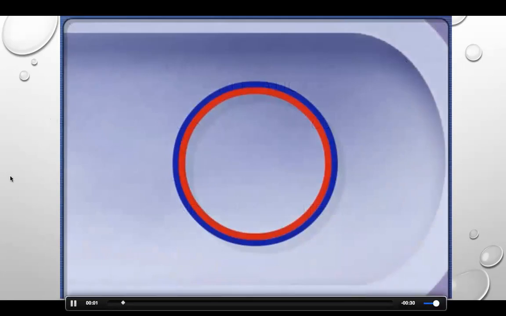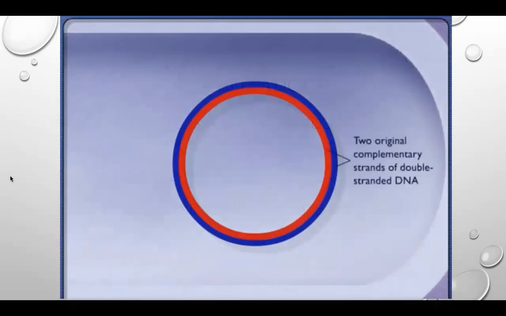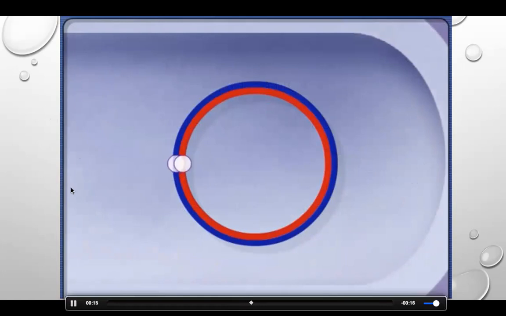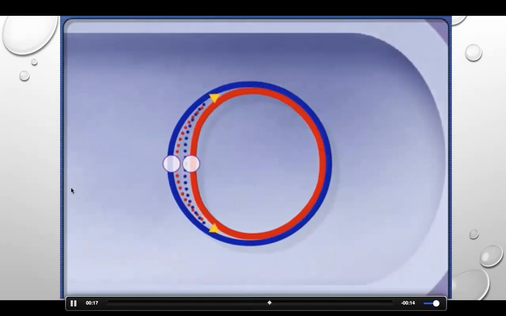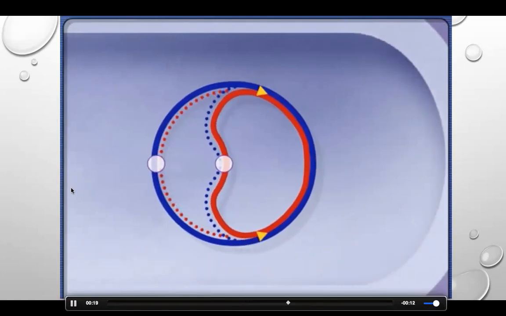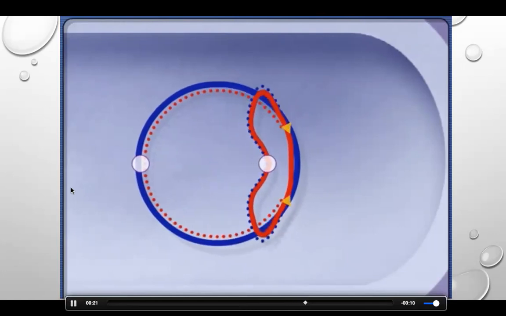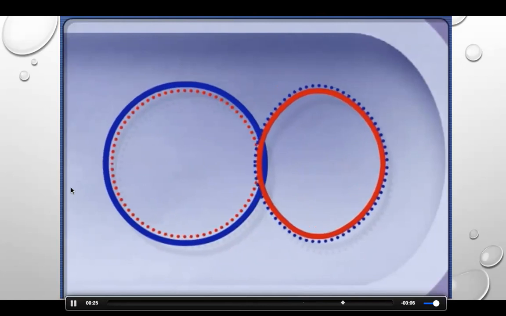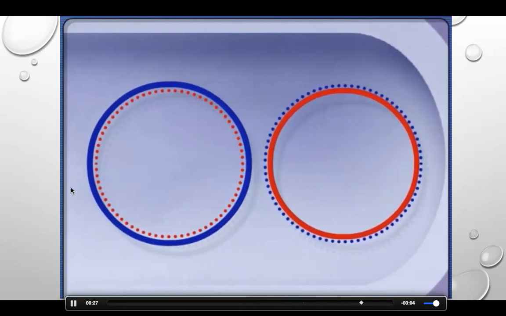This will show you how that works. So the red and the blue are the two strands of the double helix. Okay, replication, the helicase is going to start here. It's going to separate the two strands, and the dotted line represents the complementary new strand. And boom, there you go. You have two new DNA molecules.